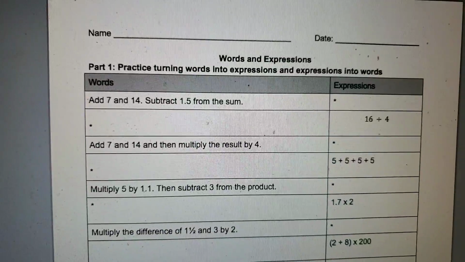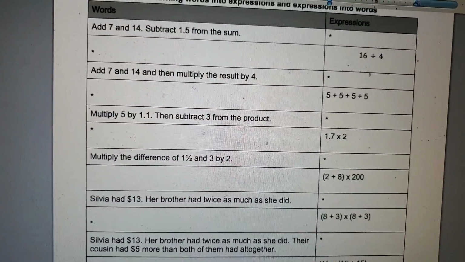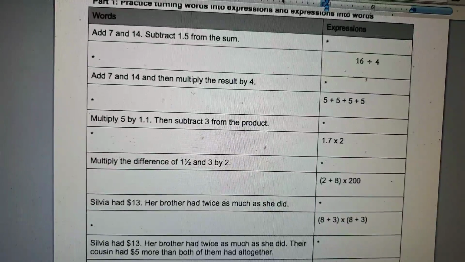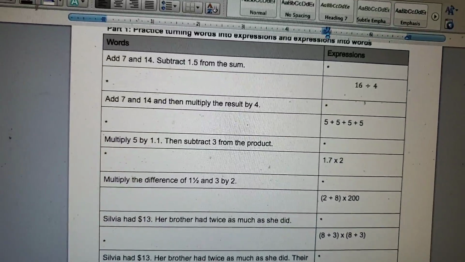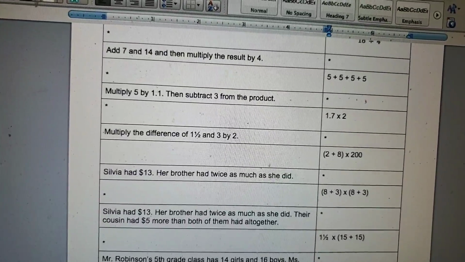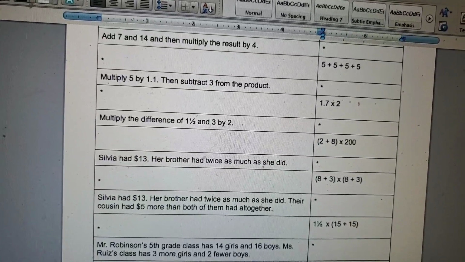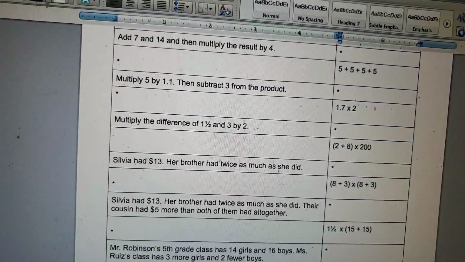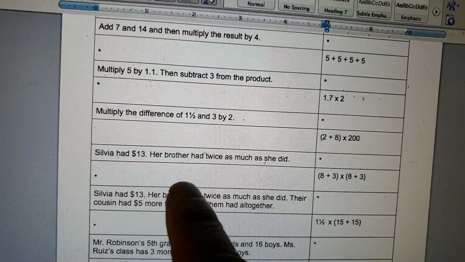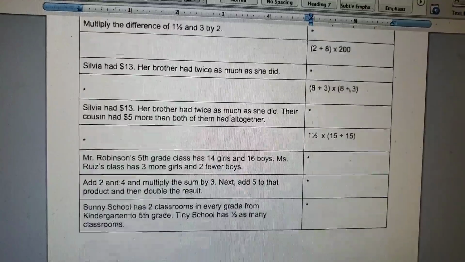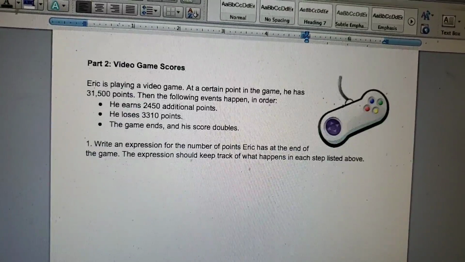And you're going to do the same thing going down, okay? If you see the missing expression or equation, use the word section or the sentences to fill it out. If you see an expression, but you see missing words, you are going to make up your own word sentence, okay? And then after you do part 1, you're going to go to the second page and do part 2.